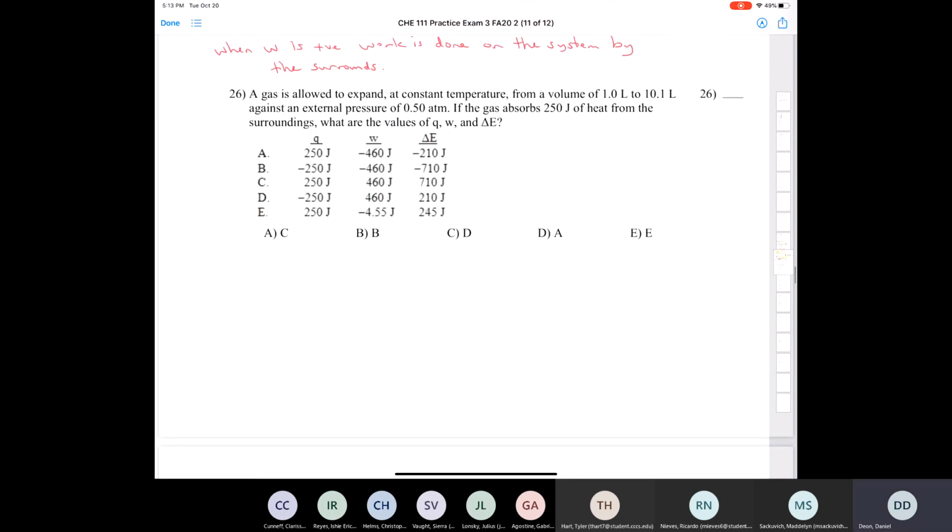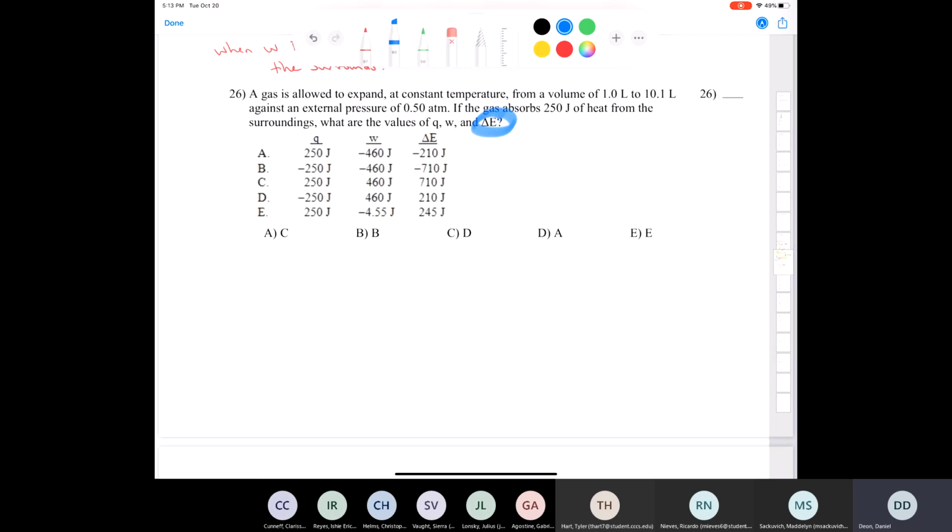Number 26, we have the table here. It says to expand at a constant temperature from a volume of 1 to 10.1 liters against an external pressure of 0.50 atmospheres. If the gas absorbs 250 joules of heat from the surroundings, what are the values of Q, W, and delta E?